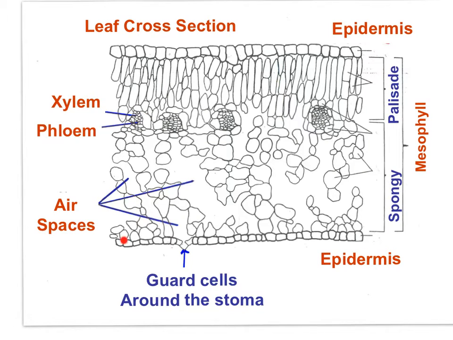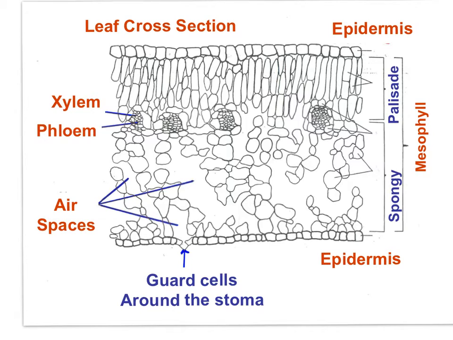As part of the lower epidermis, we can see stomata. It's an opening surrounded by guard cells that regulate the entry of carbon dioxide into the leaf. The stomata also regulate water loss from the leaf in a process known as transpiration.